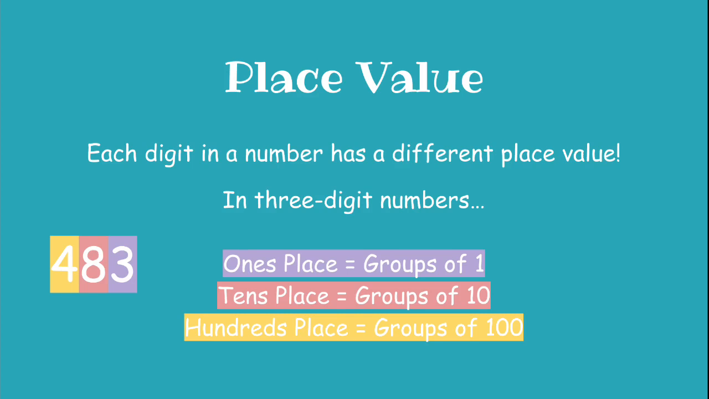Let's also review place value. The ones place represents groups of 1, shown by the 3. The tens place, groups of 10, shown with the 8. And the hundreds place, groups of 100, shown with the number 4.